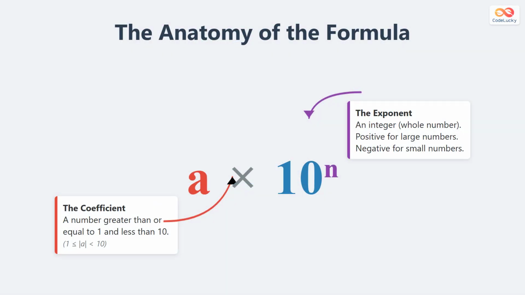Let's break down the formula. Scientific notation has two main parts multiplied together. First, we have the coefficient, represented by the letter a. This number must be at least 1, but less than 10. Second, we have the base 10 raised to an exponent, represented by n. This exponent is always an integer. If n is positive, we represent a large number. If n is negative, we represent a small decimal.